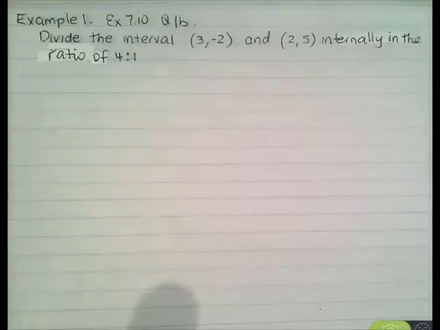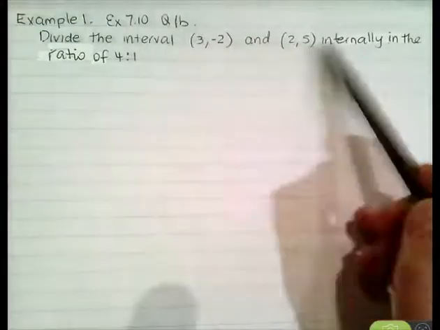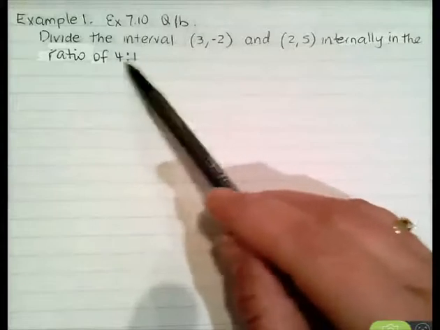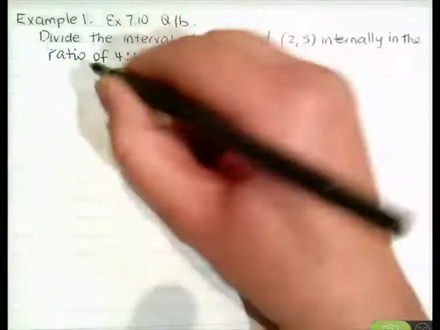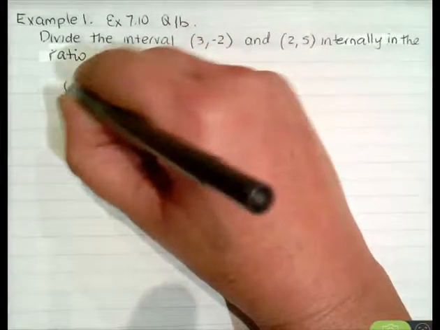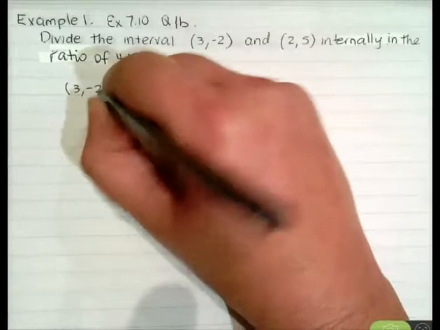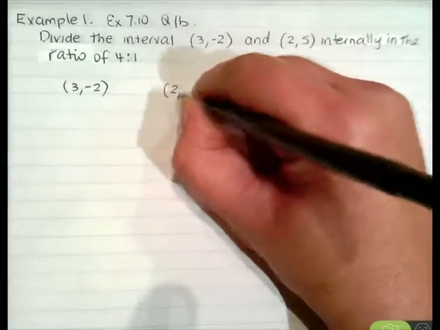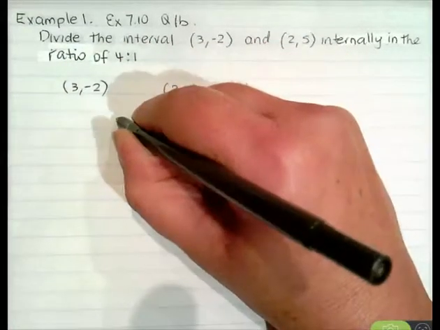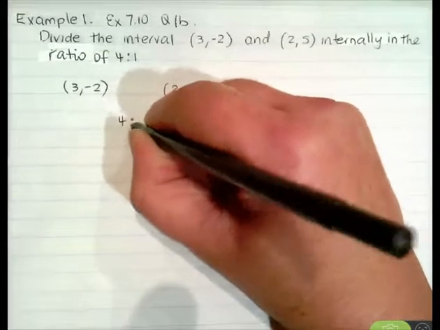Okay, this is the first example. It's from exercise 7.10, question 1b. And the question is to divide the interval (3, -2) and (2, 5) internally in the ratio of 4 to 1. Now it's very, very important that you do not go and swap the order of these points, or that you swap the order of this ratio. So you have to write the points as they are. So we've got the first point is (3, -2), and the second point is (2, 5). And it's being divided internally in the ratio of 4 to 1.